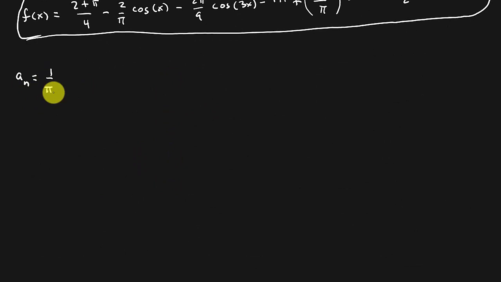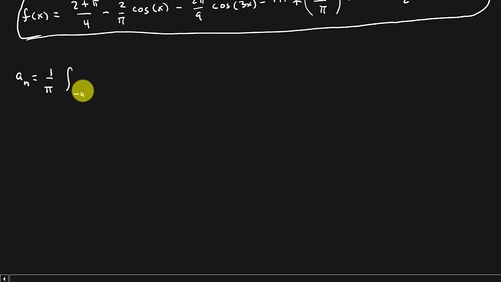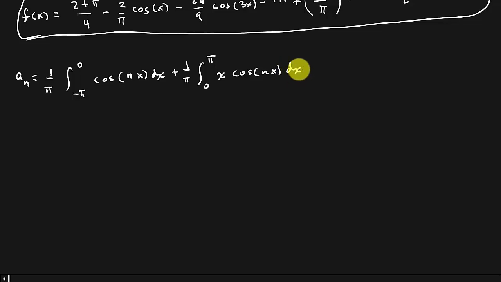Okay, all right, so we've got negative pi to 0, and it's the function, which is 1 times cosine nx dx, plus 1 over pi from 0 to pi, the function, which is x, times cosine nx dx. All right, so let's integrate. So this is going to be 1 over n pi.